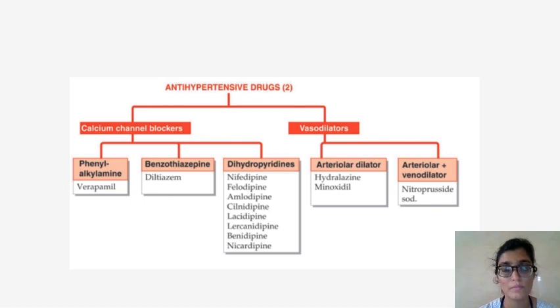Antihypertensive drugs like calcium channel blockers: phenylalkylamine is verapamil, benzothiazepine is diltiazem, dihydropyridines are nifedipine, felodipine, amlodipine, cilnidipine. Arteriolar dilators are hydralazine and minoxidil. Arteriolar and venodilators are sodium nitroprusside.